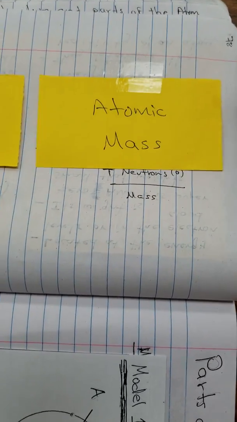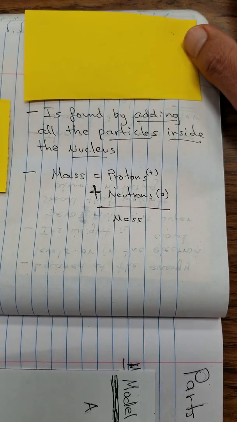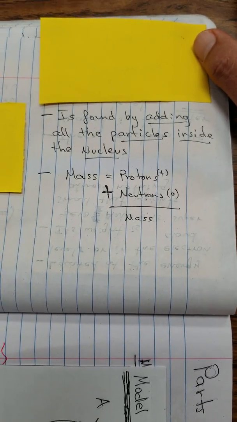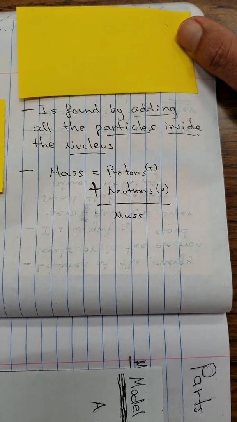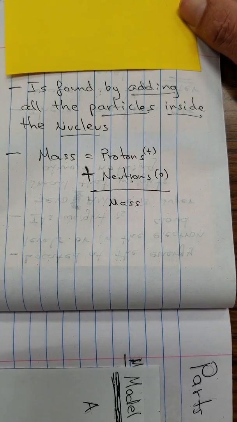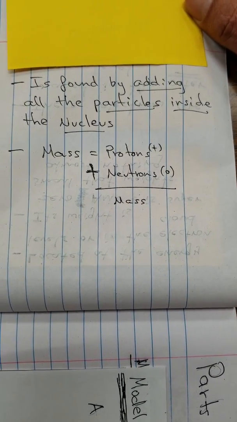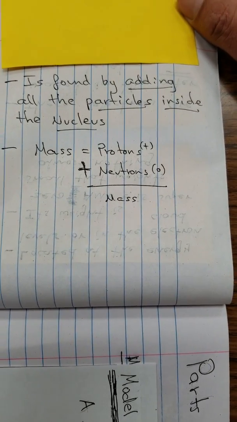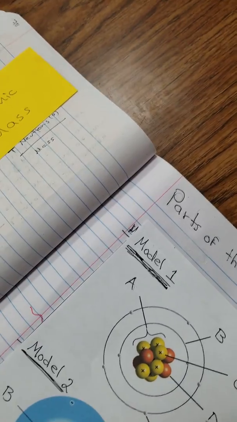The atomic mass. Now the atomic mass is found inside the nucleus of the atom. And we find the atomic mass by adding. We're supposed to add all the particles inside the nucleus. All right, like for example, we add the protons and the neutrons. Those are the two particles inside the nucleus. And that's how you find the mass of the atom. All right, so we're done with those. Now let's move on to the last one.